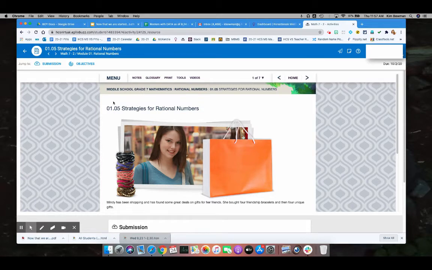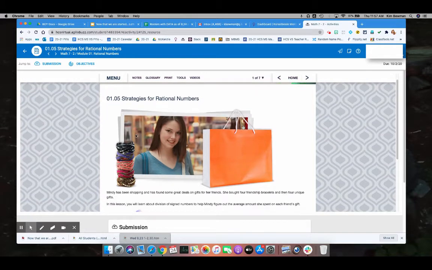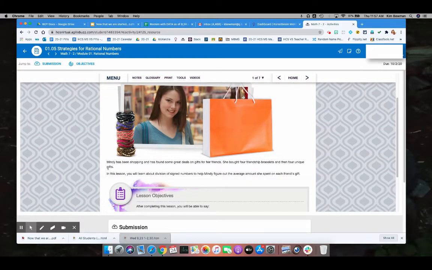So once you get into the 1-5 assignment, you should land here and you need to read the script right here. And I'll read it to you if you would like. Mindy has been shopping and she's found some great deals on gifts for her friends.